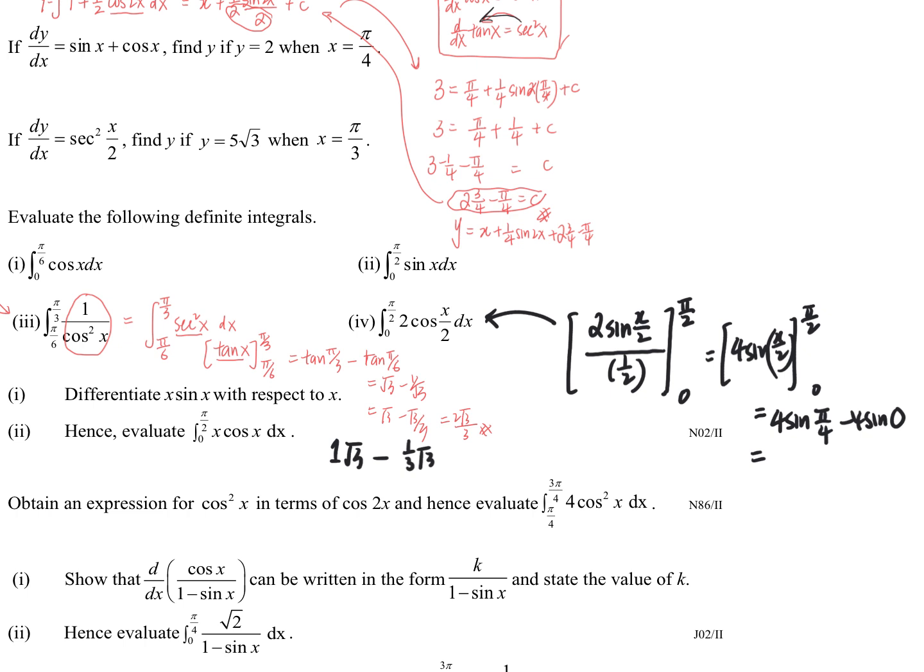Because pi over 2 divided by 2. Okay, but you can press calculator. So pi over 4 is what? No, pi is 180, so that is 45. Sine 45 degree is root 2 over 2. Sine 0 is 0, right? Okay, so this one is gone. So your final answer is just 2 root 2.